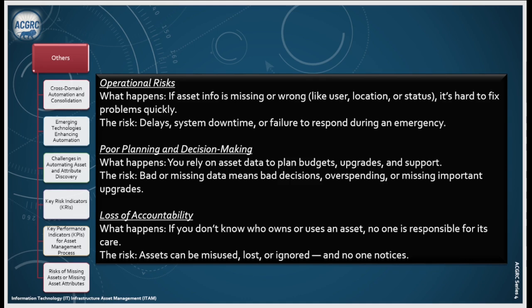You rely on asset data to plan, budget, upgrade and support. When you miss it, it doesn't help you with that planning. It triggers bad decisions, might trigger overspending or missing important upgrades. If you don't know who owns or uses an asset, no one is responsible for its care, you have a problem. Assets can be misused, lost or ignored, and no one notices it.